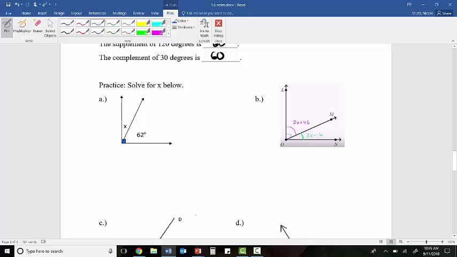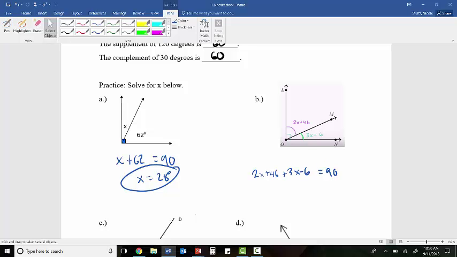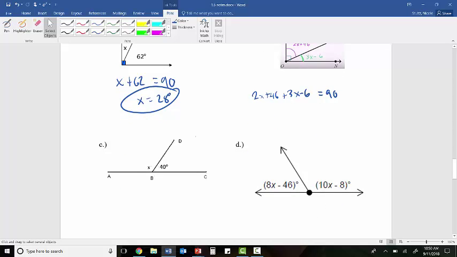If I look at the next problem here, I see 90 degrees is the total. So x and 62 should add up to make 90, which would mean x is 28 degrees. Same thing with b. There's a total of 90 degrees. And my two portions are 2x plus 46 and 3x minus 6. So we're just going to set these up for right now.